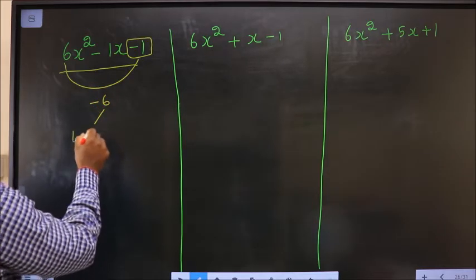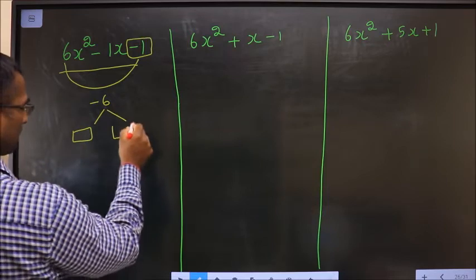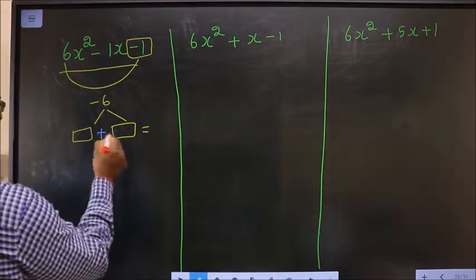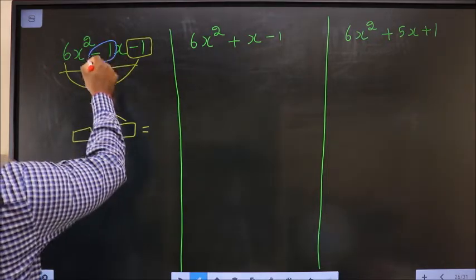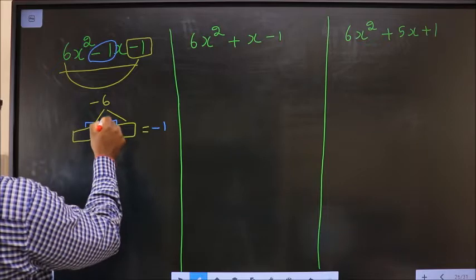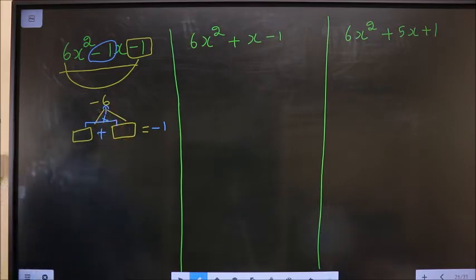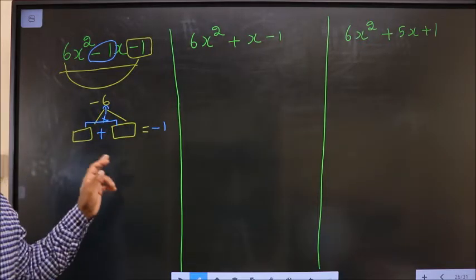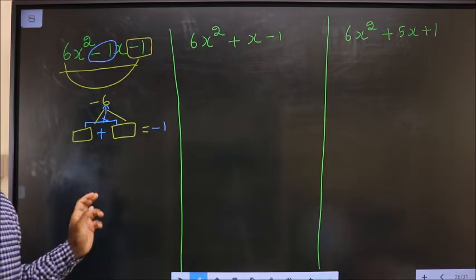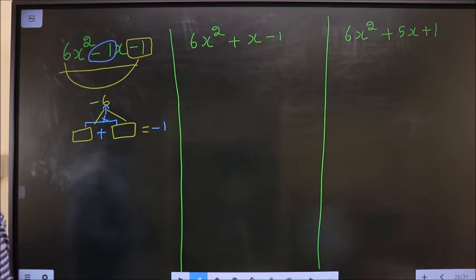Now look out for two numbers such that when you add the two numbers, you should get this middle number −1, and also when you multiply these two, you should get −6. Clear? Add two numbers, you should get −1, multiply, you should get −6. Okay. Now see this one.